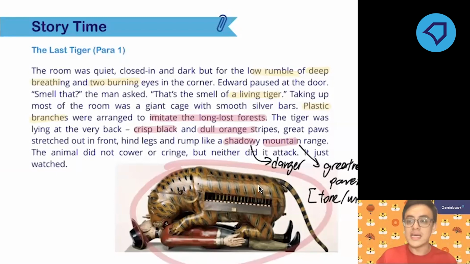It doesn't need to be aggressive. It can just stay there. It's so cool. It's so calm. It doesn't need to do anything. It just stays there and just be cool.